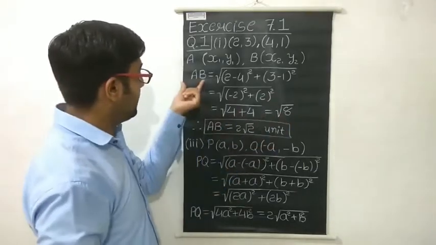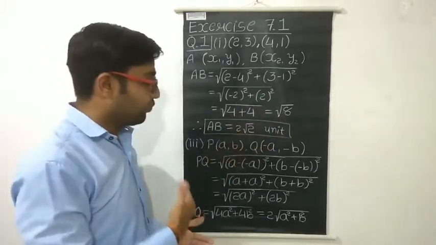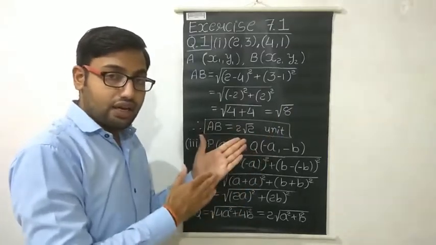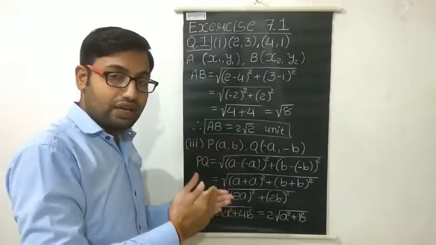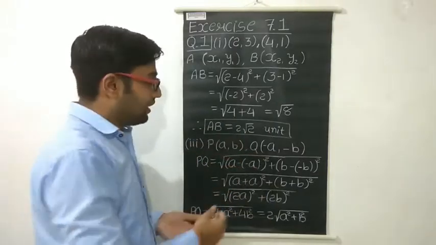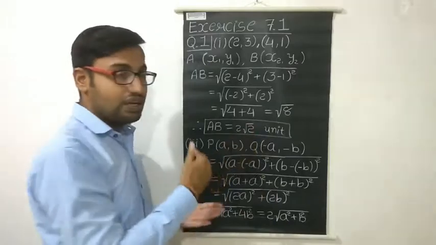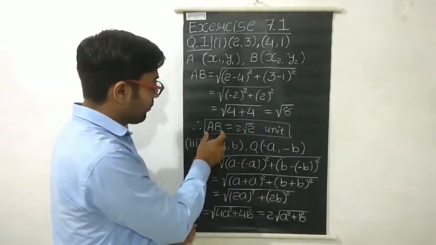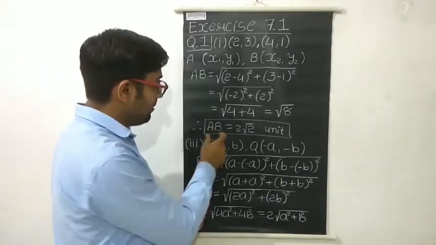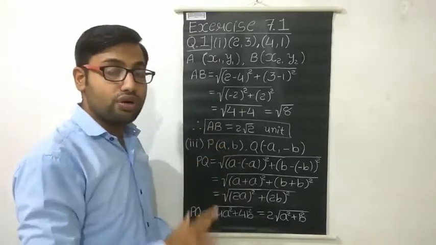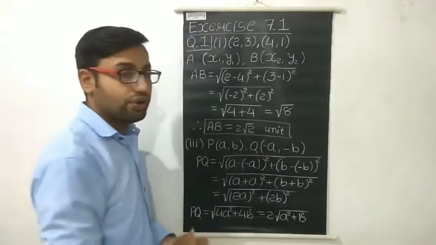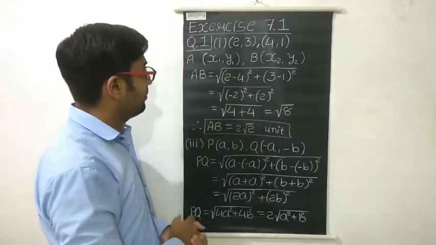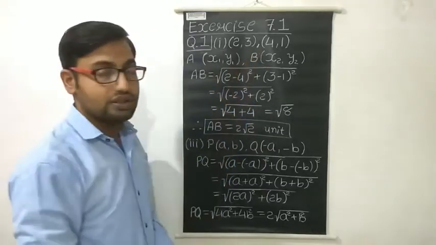And now AB is under root 8. So to find out the square root, we can write under root 8 as under root 4 into 2. That is why we can find the square root of 4, and the square root of 4 is 2. So what will remain in the square root is 2 only. So the distance between the points A and B is AB equals 2 under root 2, that is 2 root 2 units. Right. So in this way, by using the distance formula, we can find out the distance between these 2 points.